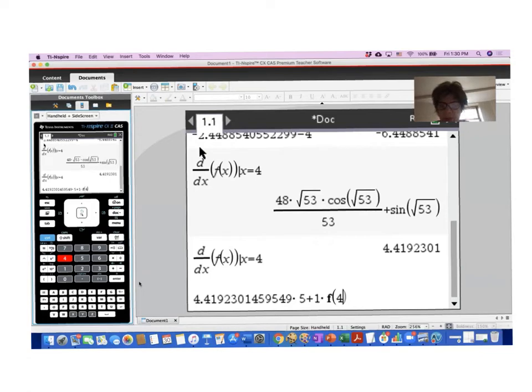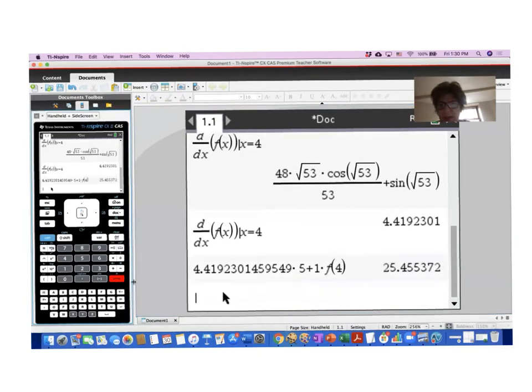And I press enter. Now, actually, I go outside, of course, but I don't want the exact answer. So I'll do control enter. And this is my approximation, 25.455. And that's my answer, 25.455. I don't need to show the value of f at 4, right? Because the calculator does it. So I carried everything down and we round off at the end.